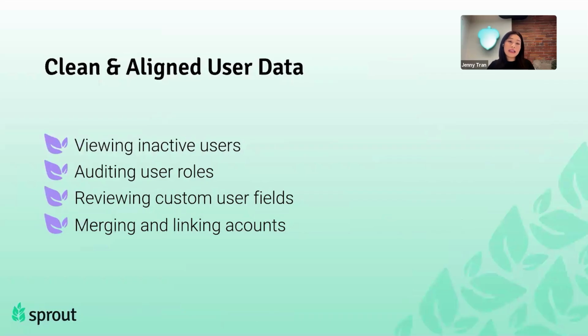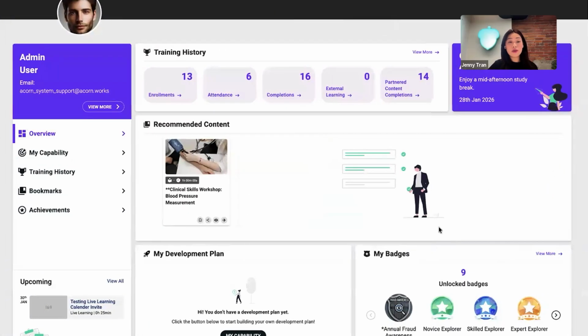So let's talk about clean and aligned user data. I will be showing you my quick and easy hacks on how to view inactive users. We will be taking a quick look at auditing user roles. Something that I don't see a lot of our users do is actually reviewing the custom user fields. And something that I realize not a lot of our customers know about is the actual ability to merge and to link accounts. So I'm going to go ahead and share my Acorn screen here.